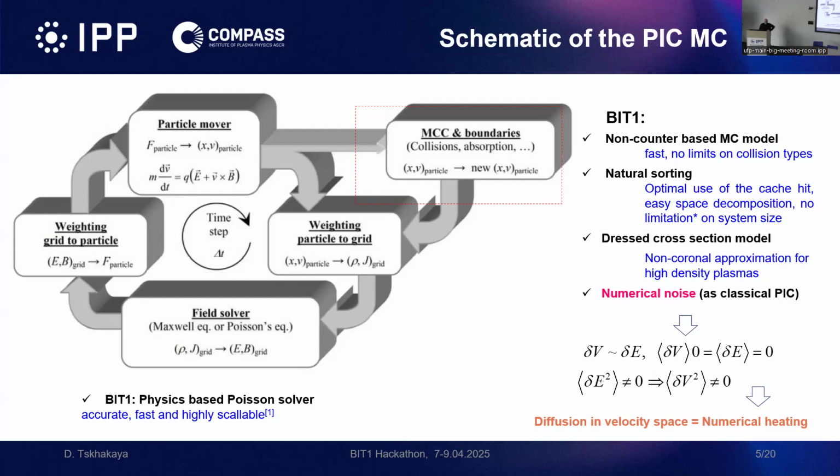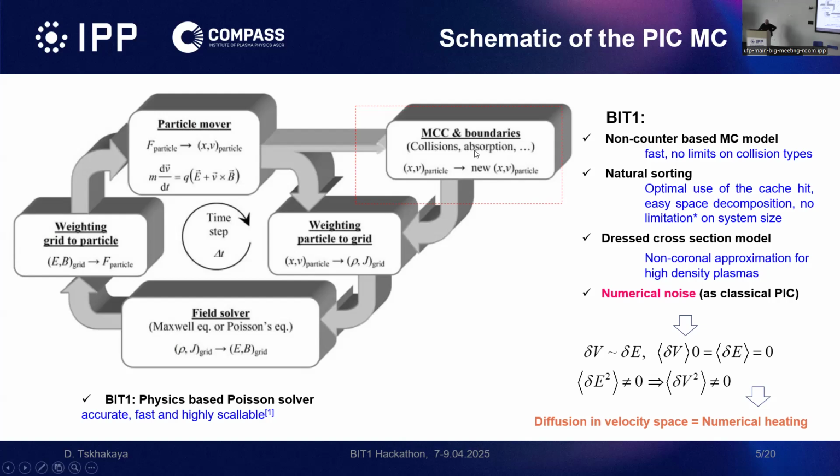But at least for fusion plasmas, this is definitely not sufficient. You have to take into account the nonlinear and inelastic interactions, and these are done by Monte Carlo routines, when particles are colliding. In our case, BIT1 has a very large part devoted to Monte Carlo collisions. It has a non-counter-based Monte Carlo model, which means it's fast and has no limit on collision types. I will have a separate presentation on this topic tomorrow. And then this part has to be included.